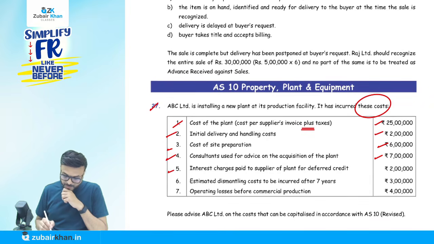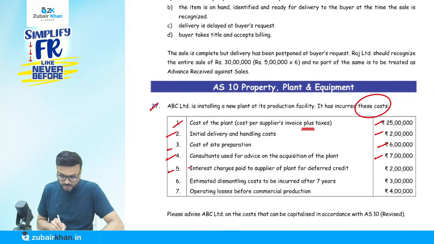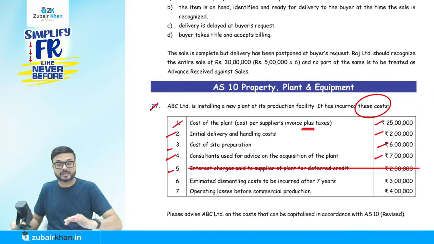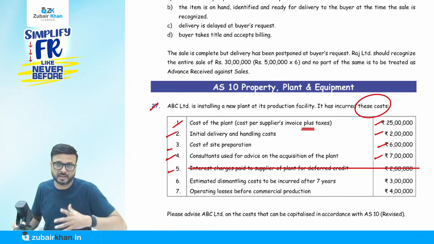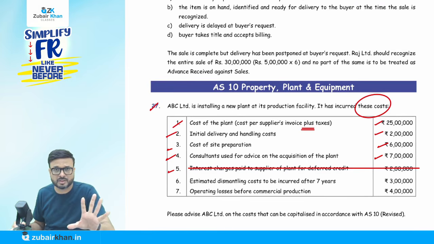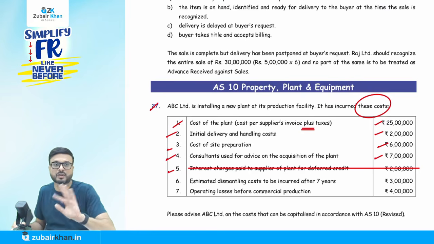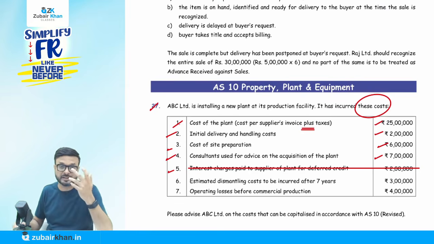Interest charges paid to supplier, no. Remember that interest we don't add to the cost of the PPE, except if it is allowed by AS 16. I know AS 16 allows it for a qualifying asset, but don't worry about all that. Interest paid to the supplier for deferred credit, where we have a delay in the payment and that's why the supplier charges interest, is not a part of the cost of the PPE. That will go to P&L.